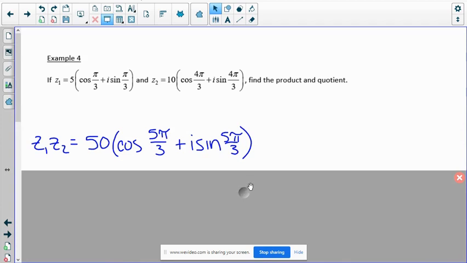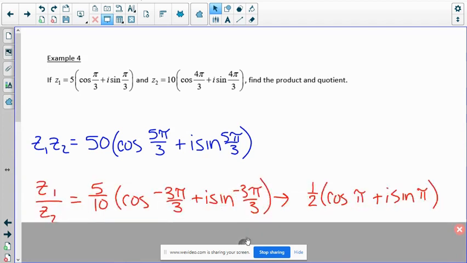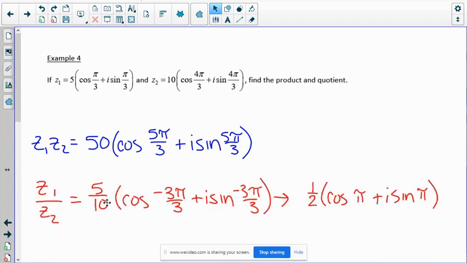And then if I were to divide them, I do have to make sure that it's in between 0 and 2 pi. So I did 5 over 10 and negative 3 pi over 3. But then that reduces to negative pi, which if you put it on the unit circle would be regular pi. So hopefully that makes sense. Don't overthink this lesson. It's very simple. Can you multiply them and can you divide them?